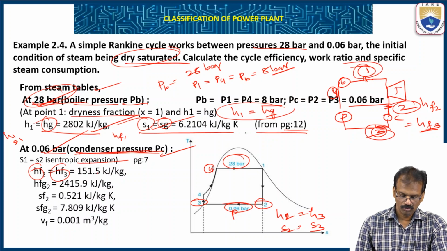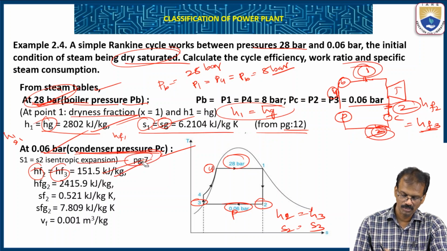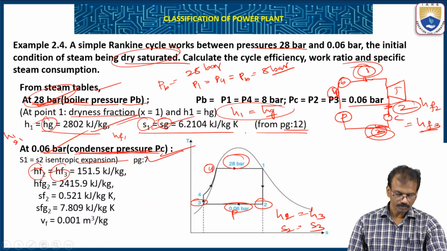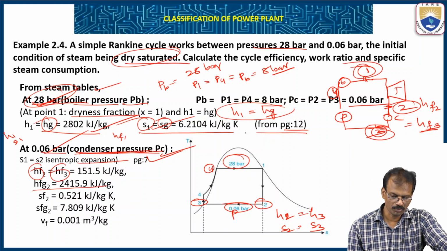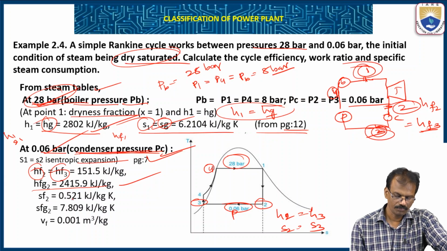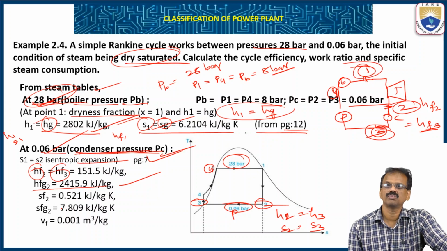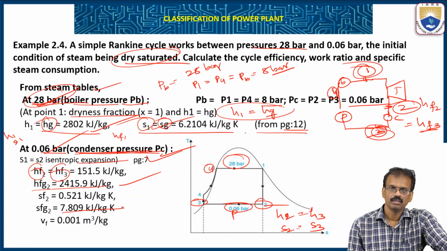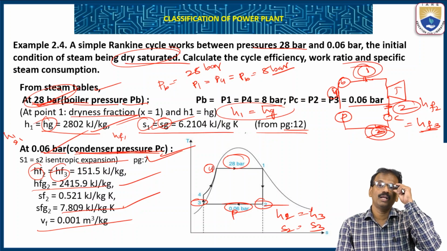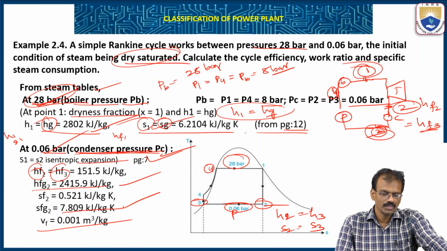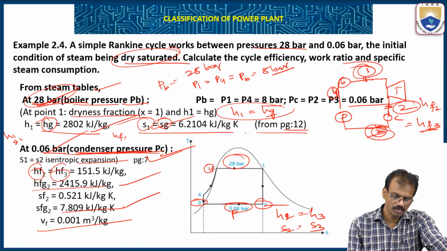So HF2 is equal to HF3, which is 151.5 kilojoule per kg. You can take it from the data book, page number 7 of the steam table book. Similarly, HFG2 is 2415.9 kilojoule per kg. Similarly, the entropy SF2 is 0.2521. Similarly, SFG2, the fluid gas value, is 7.809 kilojoule per kg Kelvin. VF is the volume of the fluid, in meter cube per kg. These are the values we can collect from the data book with respect to the condenser pressure of 0.06 bar.